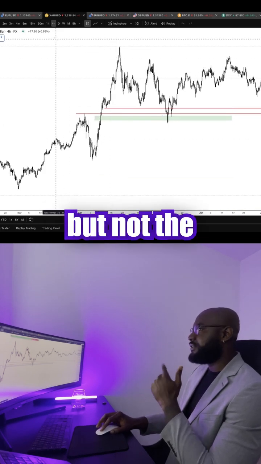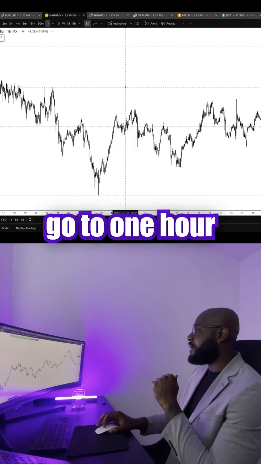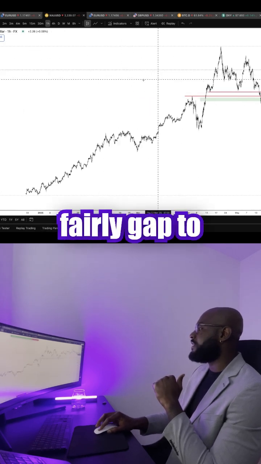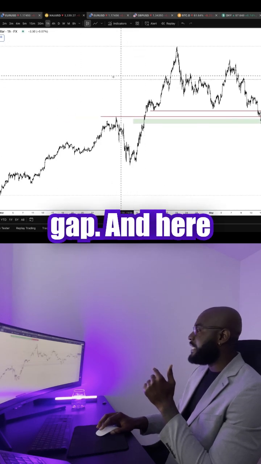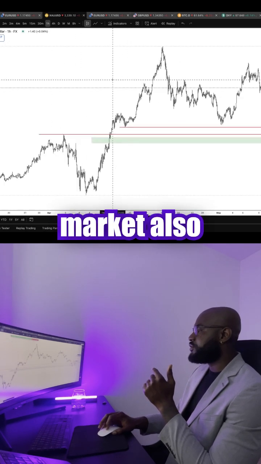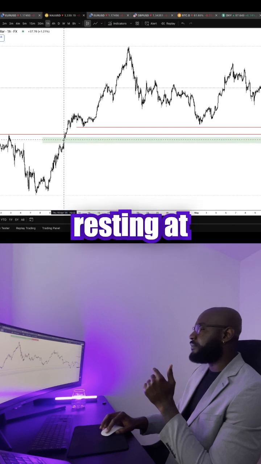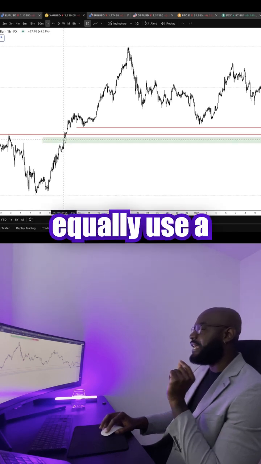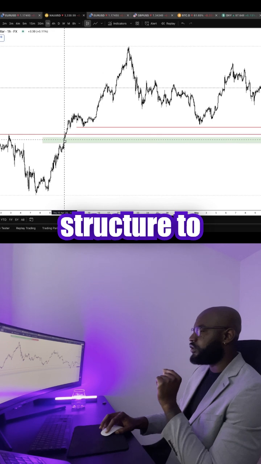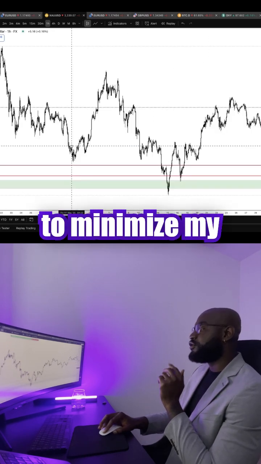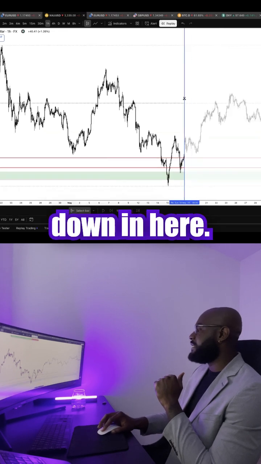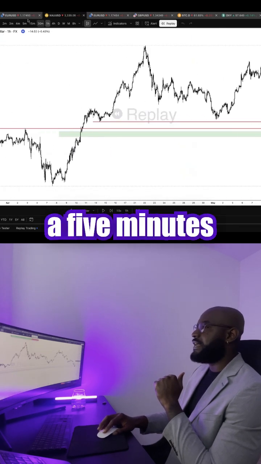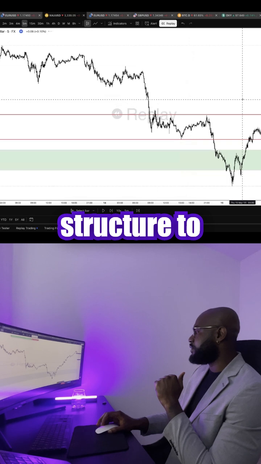Now, the last but not the least thing I'll do is to go to 1 hour to see if I can align that 1-hour fair value gap to a 4-hour, daily and weekly fair value gap. And here you can have it that the market also has a 1-hour fair value gap resting at that position. So I can equally use a 5 minutes break of structure to get into this trade in order to minimize my risk and maximize my reward. So price coming down in here, all I'm looking for is a 5 minutes break of structure to the upside.